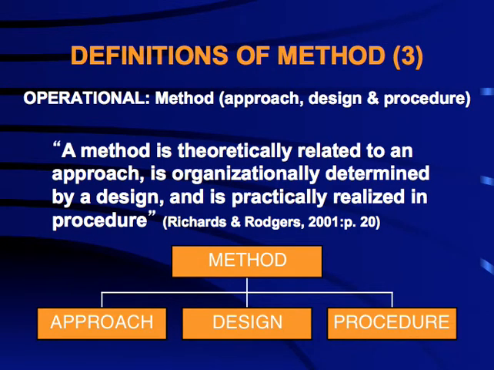Finally, a third definition of a method is that used by Richards and Rogers in their very seminal paper, which you've already read, or you should already have read, and in which case method is an umbrella term under which we have approach, design, and procedure. So here, a method is theoretically related to an approach, is organizationally determined by a design, and is practically realized in procedure. So in this sense, it's certainly not pejorative. And as you can see, method is the broader term and approach is the smaller term.